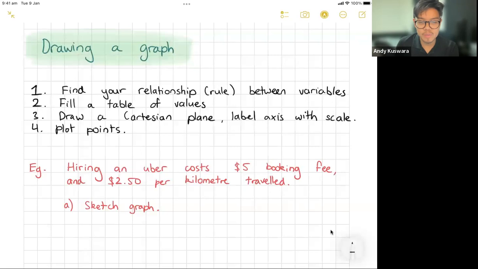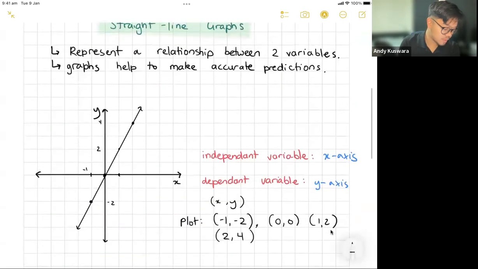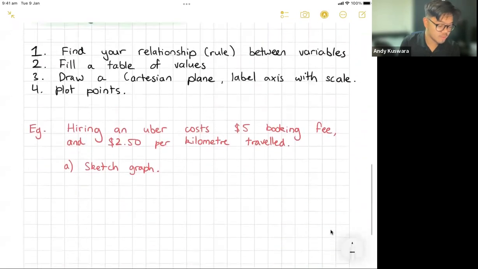First things first, whenever you want to draw a graph, you want to find your relationship or your rule between your variables. Once you do that, you want to fill out something called a table of values, which I'll show you how to do. Then draw a Cartesian plane, which is this thing that we drew up here, just the X and Y graph. We want to label axes. And this is the important part: we need scale. Then we want to plot our points and sketch a line through it.